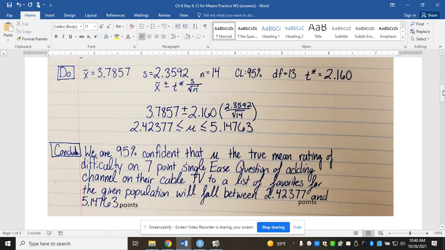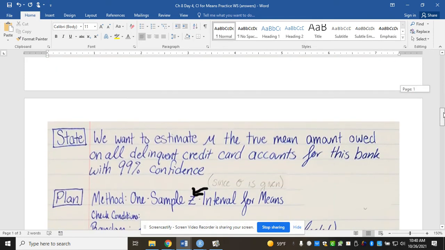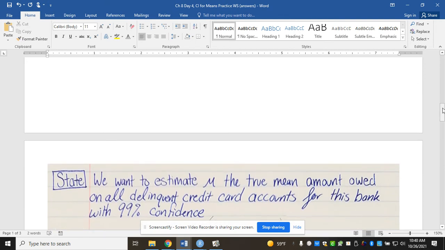All right, so number 2. How is number 2 different than number 1? You were given sigma. So does anything change with state? No. We want to estimate mu, the true mean amount owed on all delinquent credit card accounts for this bank with 99% confidence. If I ask this separately, what would our population be?